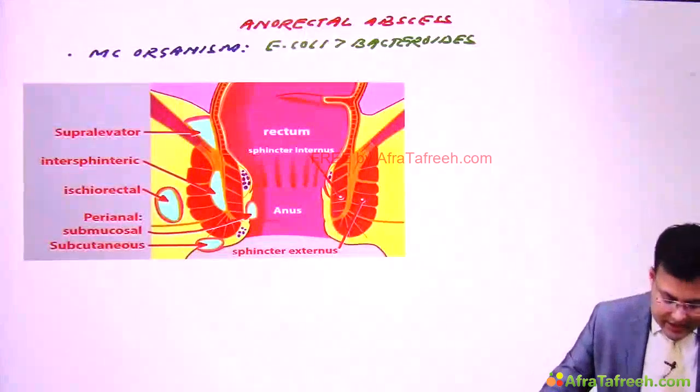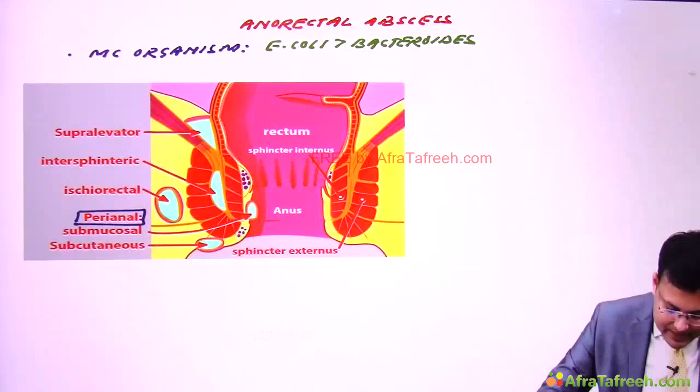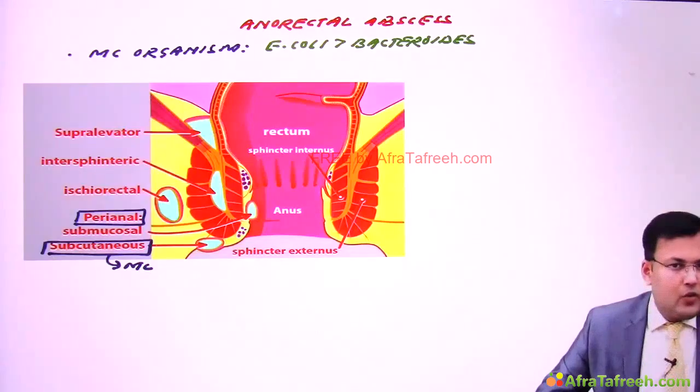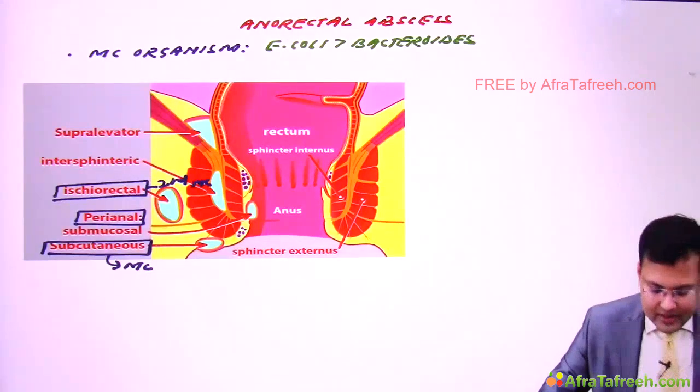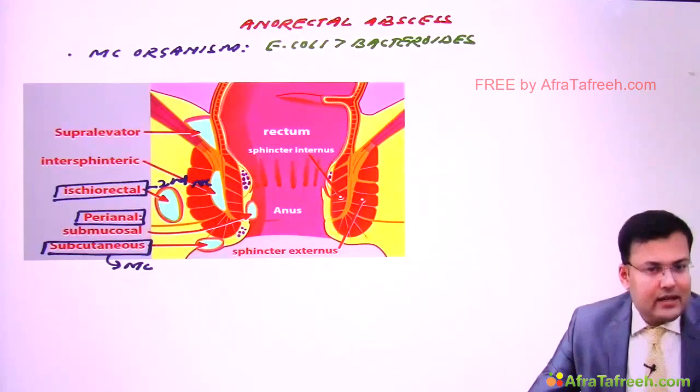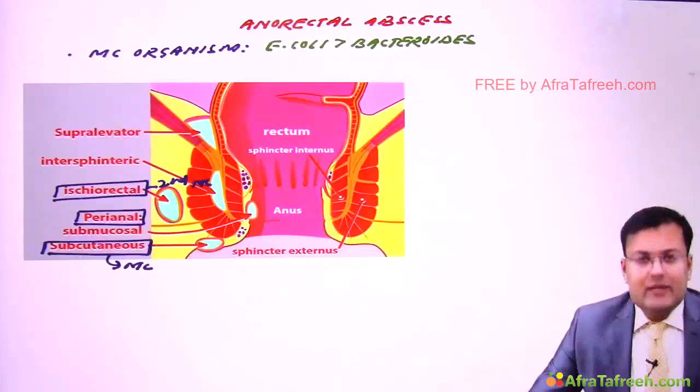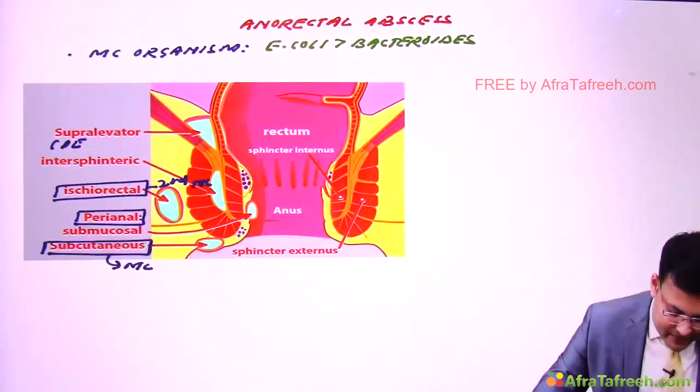Okay, now see what are the types of anorectal abscess. The most common type is perianal, and the second most common type is ischiorectal. Here you can see perianal. In this perianal, the subcutaneous type is the most common. What is the second most common type? Here you can see ischiorectal. Other types are intersphincteric and supralevator. This supralevator is also known as pelvirectal.